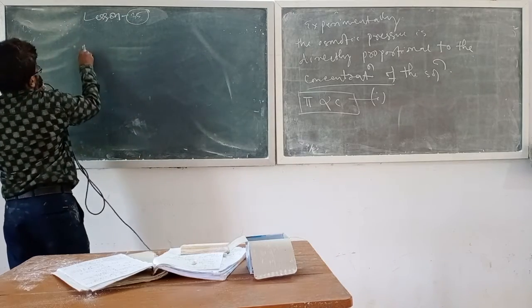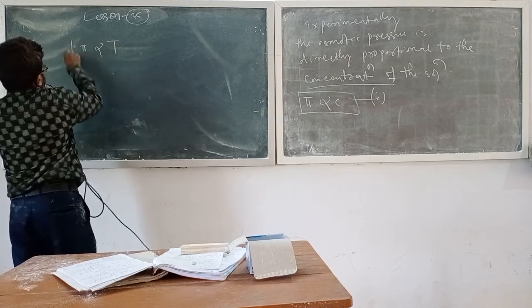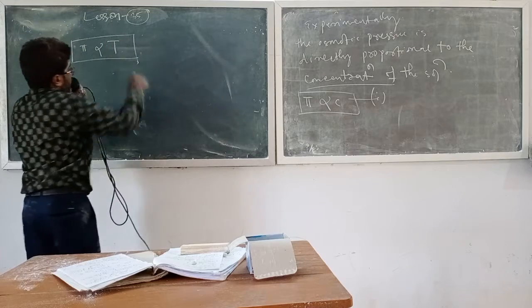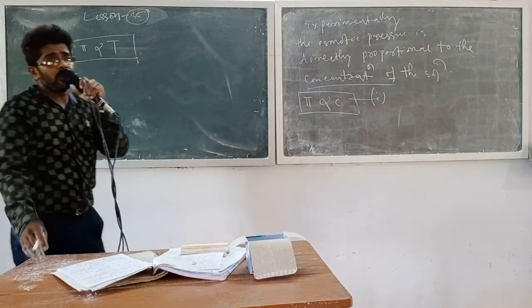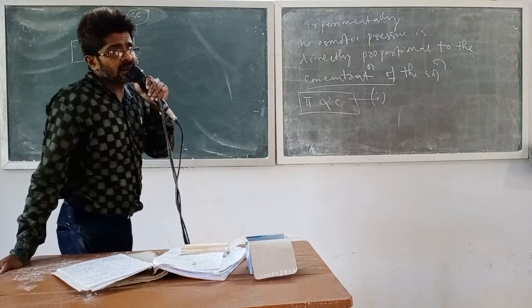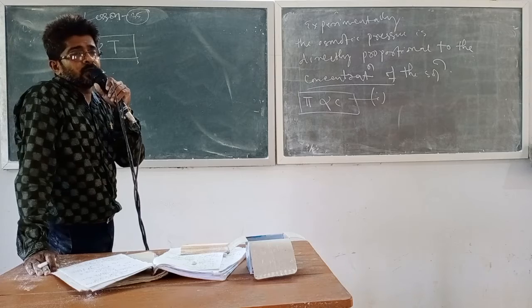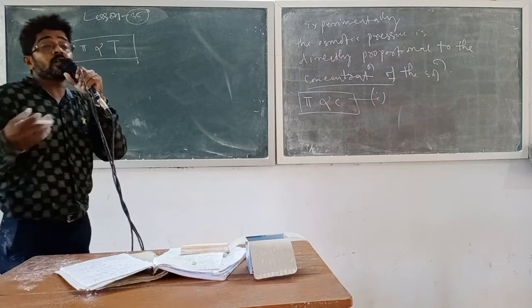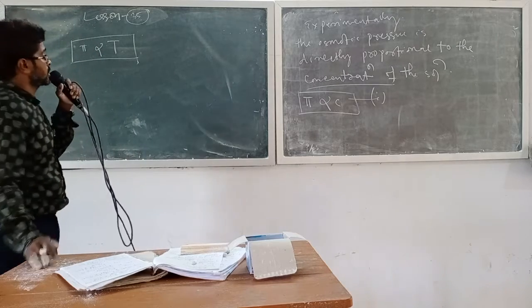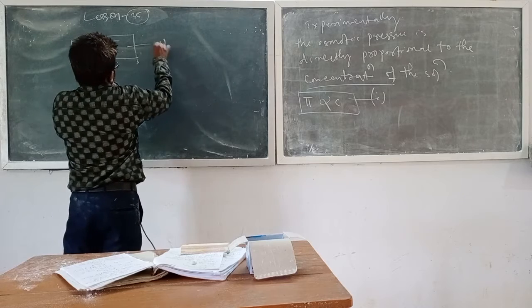Similarly, osmotic pressure is also proportional to temperature. That means if the temperature rises, evaporation also increases, so the concentration of the solution will increase, the water amount will decrease, and its osmotic pressure will rise. So this is equation number 2.